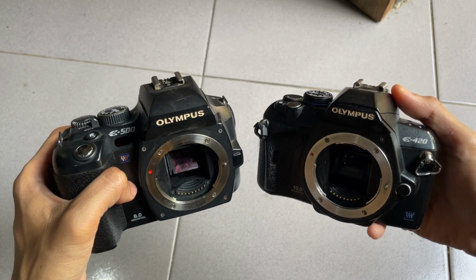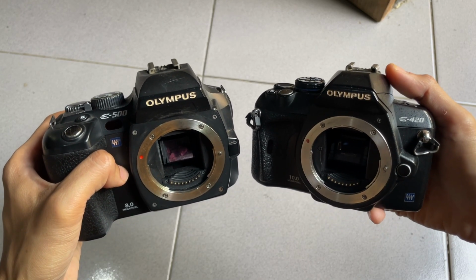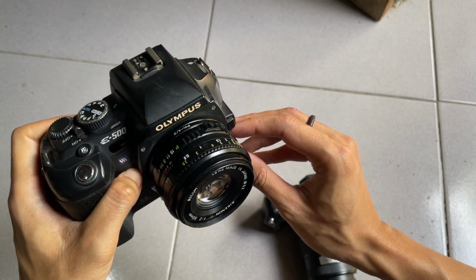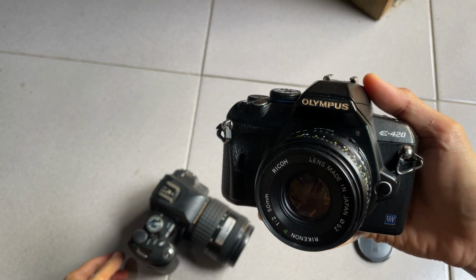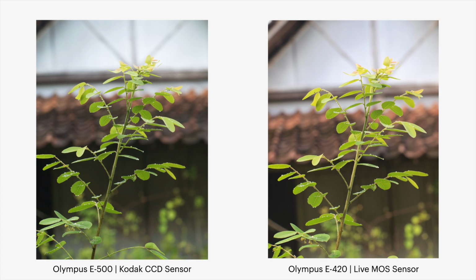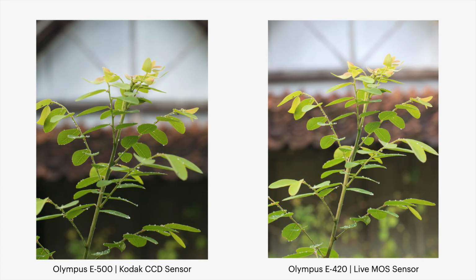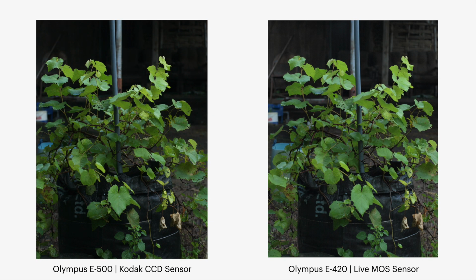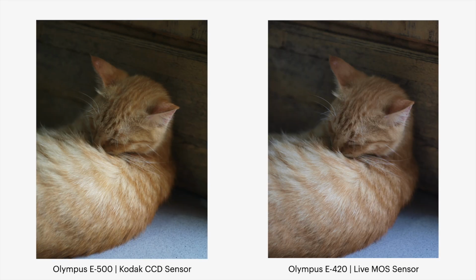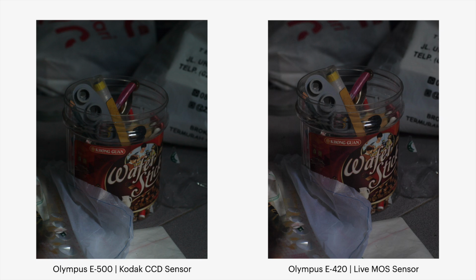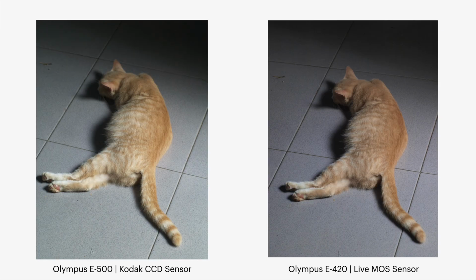Okay, can you guess? A is the Olympus E-500 and B is the E-420. What do you think? To my eyes, both cameras produce fairly similar colors, but if you look closely, you'll notice that the E-500 leans slightly toward a green tint, while the E-420 leans slightly toward magenta. The floor in these two images definitely confirms that.